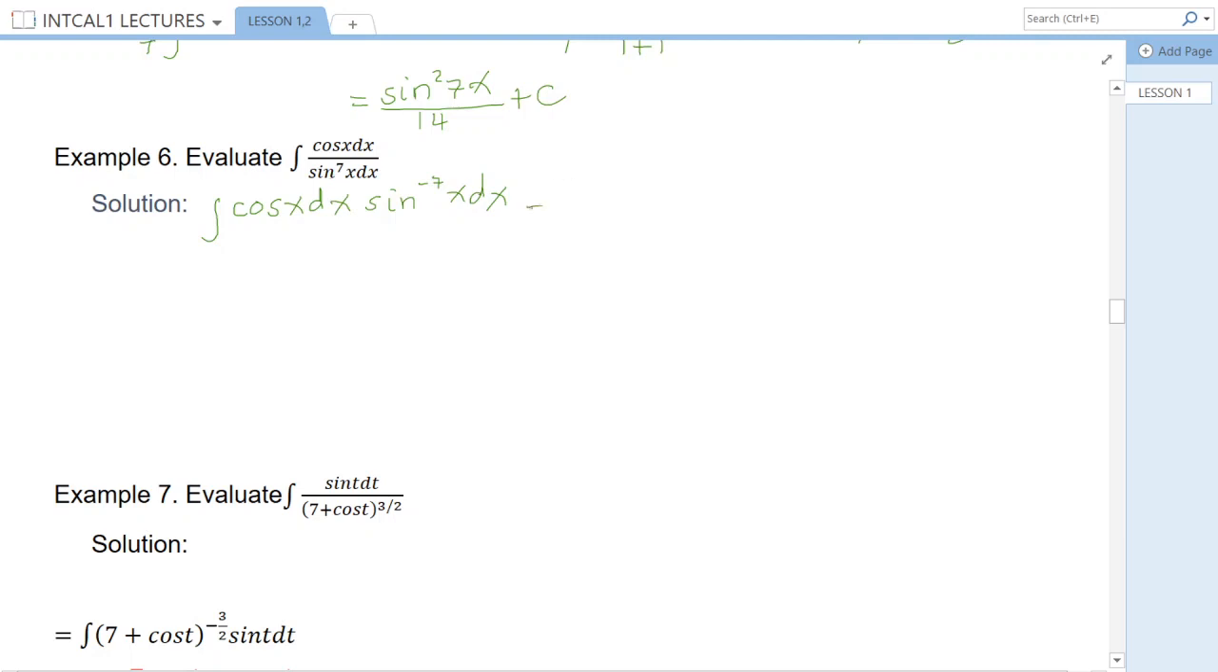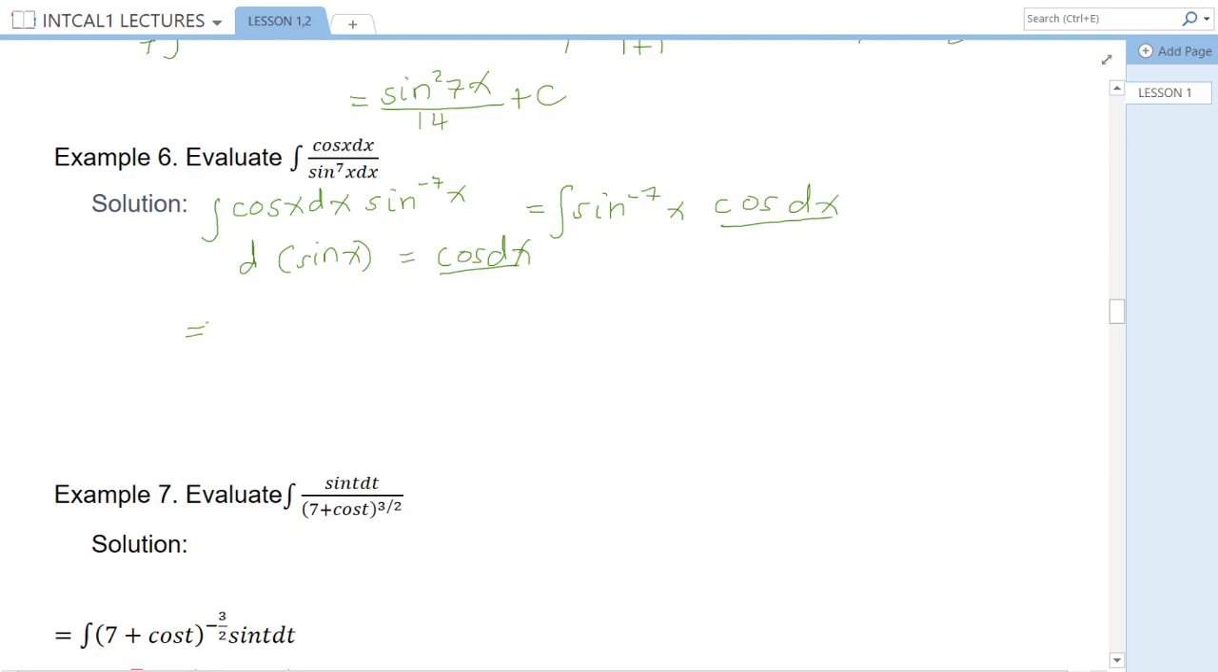Okay, so let us just rewrite that one. That is the integral of sine to the negative 7 of x times cosine x dx. Since the differential of sine x is equal to cosine x dx, this already satisfies our equation. So let us just apply the power rule for that.